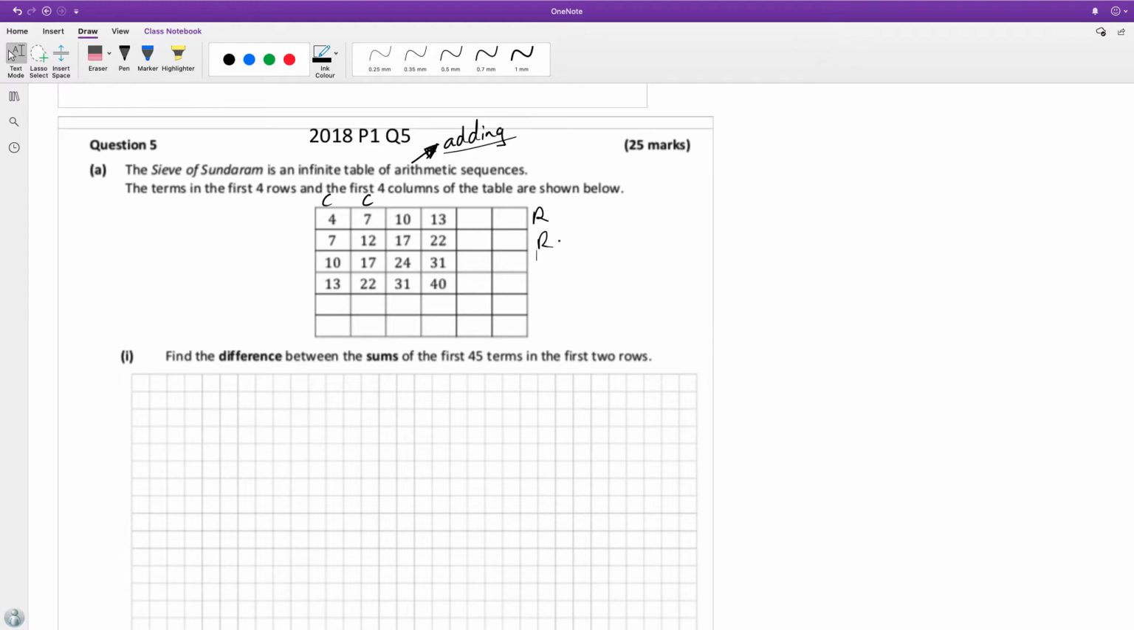Arithmetic sequence formula, we'll find it in our log tables. There should be one there in front of you someplace. Try the bottom someplace.